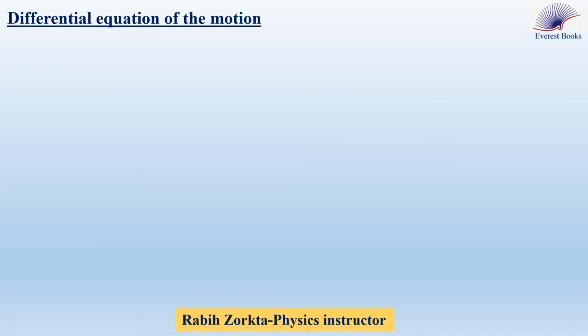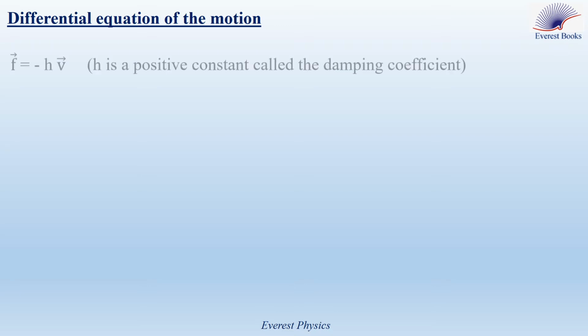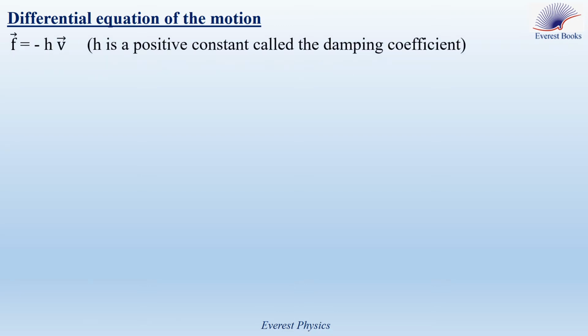Differential equation of the motion. In damped oscillations, we study the type of friction force having the form F equals minus hv, where h is a positive constant called the damping coefficient. h depends on many factors, such as the surface area of the object, the form of the surface of the object, the nature of the medium, etc. v is the velocity of the center of mass of the object.